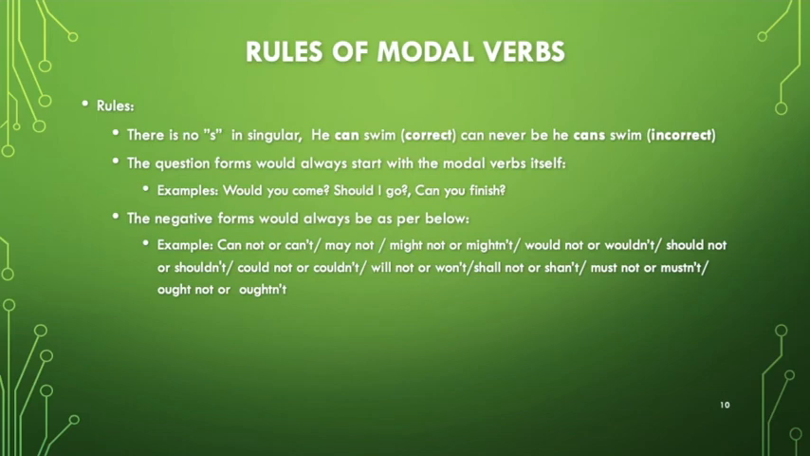The question forms would always start with the modal verb itself. Example, would you come? Should I go? Can you finish? The negative forms would always be as per below. Cannot or can't, may not, might not, would not or wouldn't, should not or shouldn't, could not or couldn't, will not or won't, shall not or shan't, must not or mustn't, ought not or oughtn't.